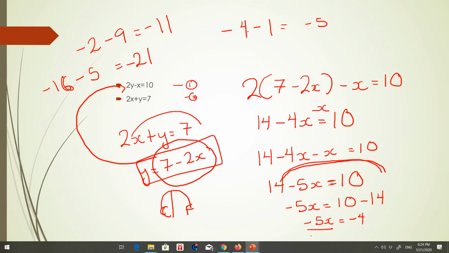And then we divide both sides by minus 5, because we want x to be alone. We don't want minus x, we want x to be alone. So we divide both sides by minus 5. So the minus is gone. So x would give me 4 over 5, or you can just say 0.8 if you want to put it in decimals. So we know that the value for x now is 4 over 5.